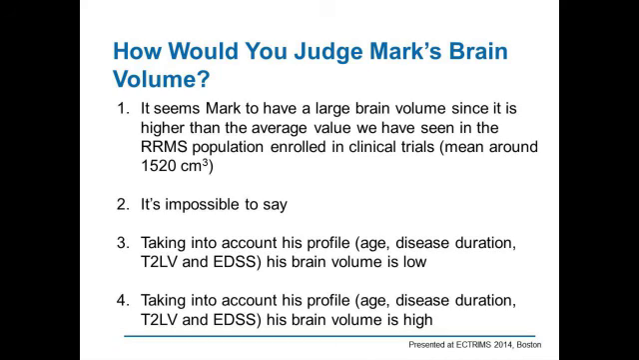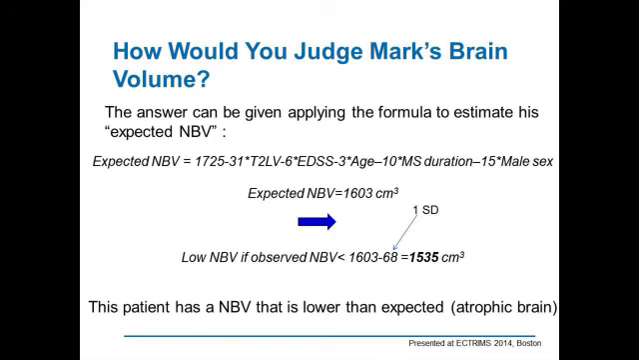The second answer is, well, it's impossible to say. The third answer is, well, taking into account Mark's profile, so age, disease duration, T2 lesion volume, and EDSS, we can say that his brain volume is low. Or the fourth answer is, well, taking into account his profile, we can say that his brain volume is high. So take the time to answer the question, and I will show you how we can calculate and assess Mark's brain volume. In the next slide, there's the answer.